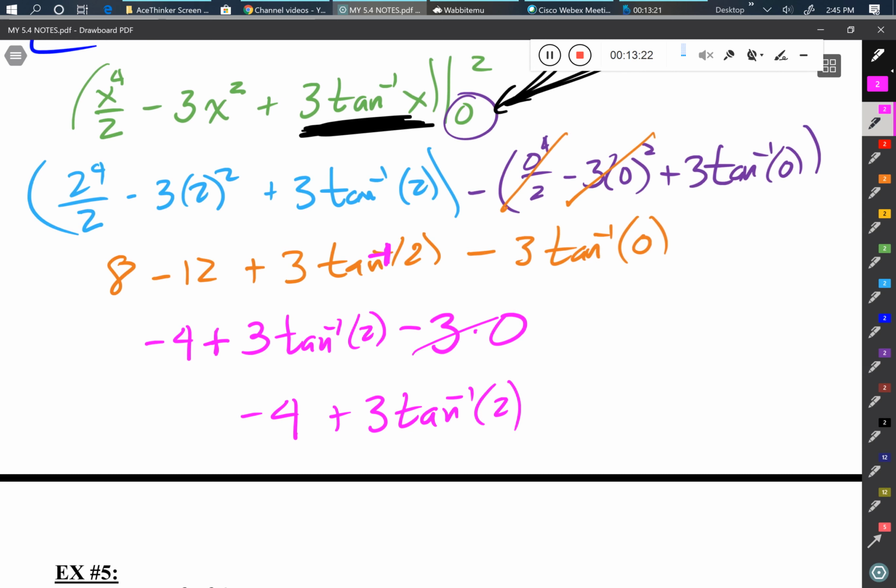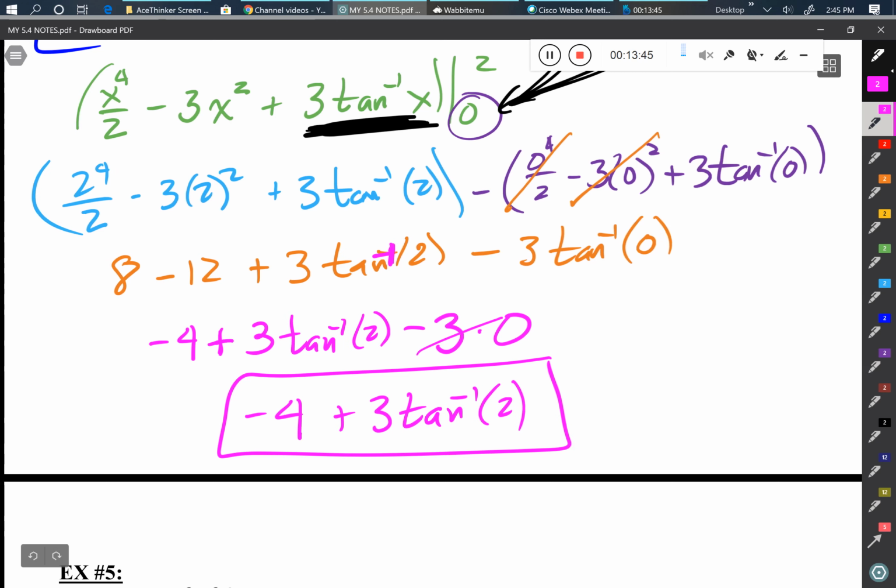Let's see. That looks like a numerical value. I don't know what it's worth, so I'm going to put it in my calculator and get a decimal approximation. So let's see. Negative 4 plus 3 arctangent of 2. Make sure my mode is in radians. I got negative 0.67 approximately.